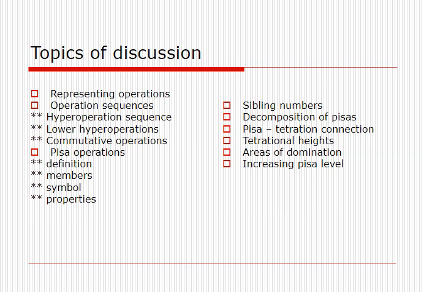We will start with notation used for representing operations. Operation sequences give us the context for the Pisa operations. After discussing sibling numbers and the two theorems with the Pisa operations, other aspects could be reviewed, like tetrational heights, areas of domination, and what happens when increasing the Pisa level.